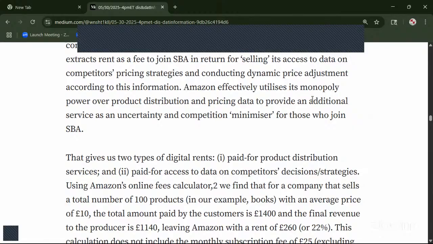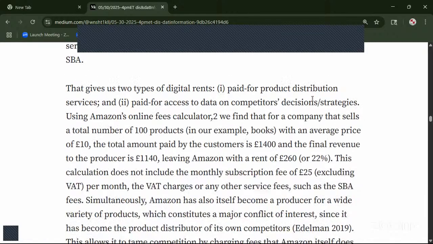Now, that gives us two types of digital rents. Number one, paid for product distribution services, and number two, paid for access to data on competitors' decisions and strategies.